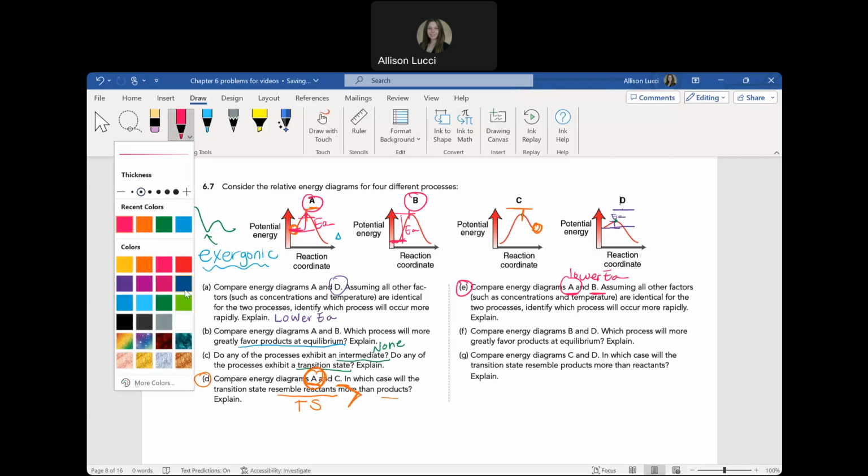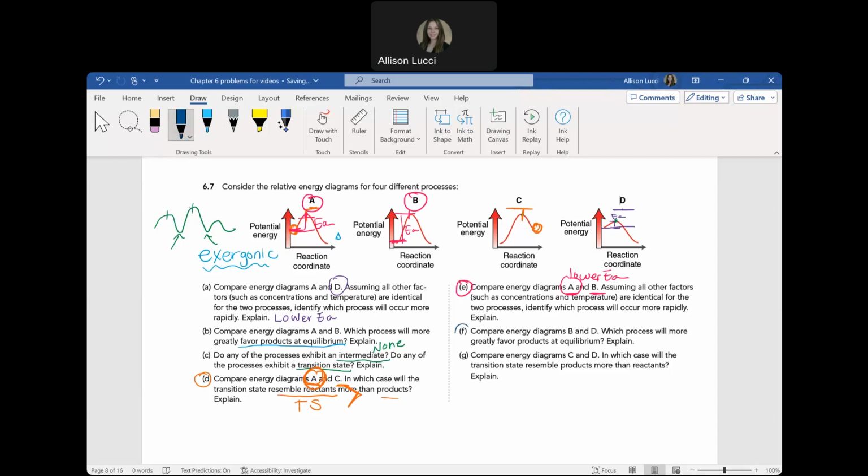All right, so example F now. We're moving along, we're almost there. So question F asks us to compare processes B and D. So B compared to D, which would greatly favor products at equilibrium.